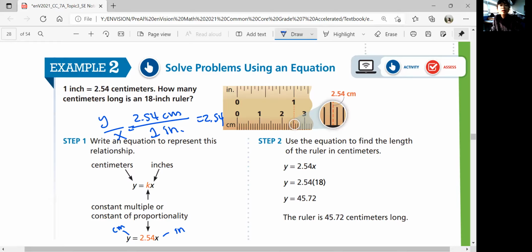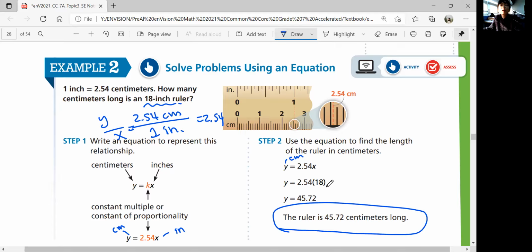Okay, and then we're going to use the equation to find the length of the ruler in centimeters. So y is equal to, this represents centimeters, right? So 2.54 times how many inches? 18 inches would be 45.72. So the ruler is 45.72 centimeters long.